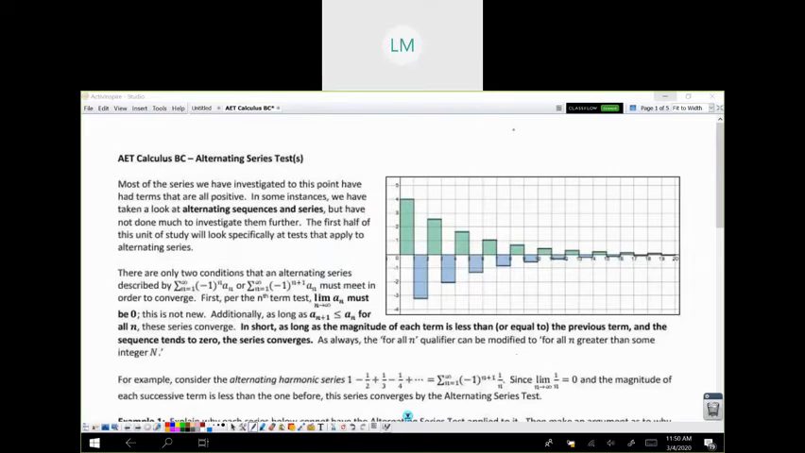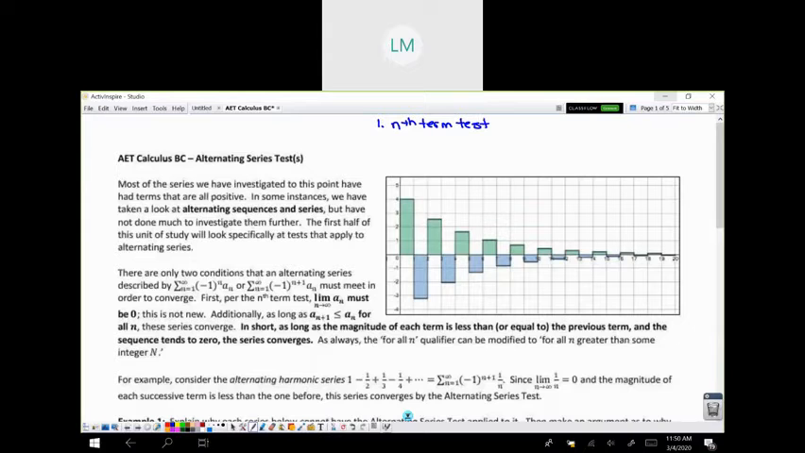Alright, so today we are going to talk about the alternating series. Alternating series are series that alternate from positive to negative. They can begin at negative and then go to positive, or they can begin at positive and go to negative. There are two conditions that must be true for the alternating series to converge. The first is the nth term test.